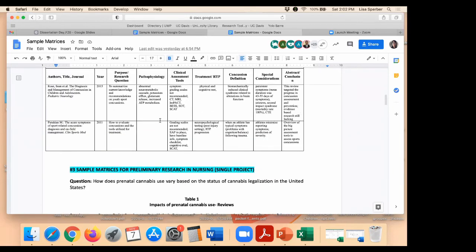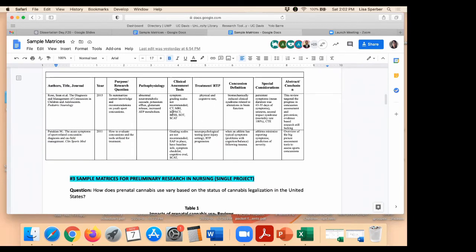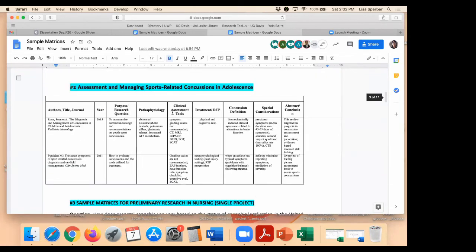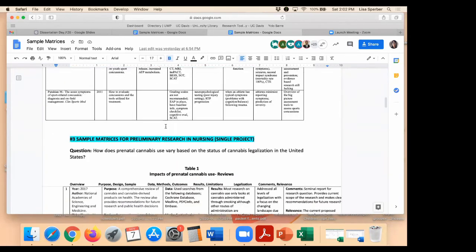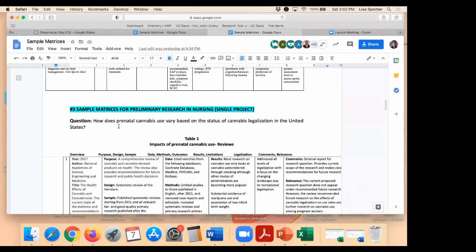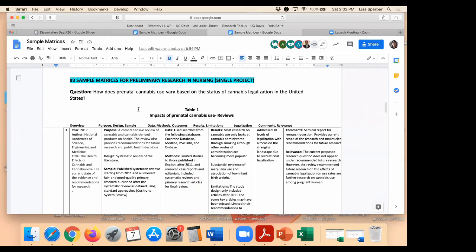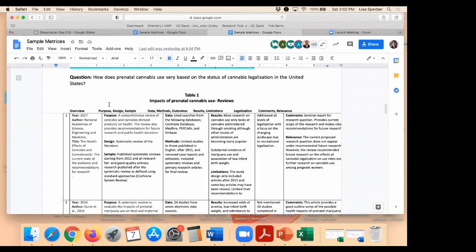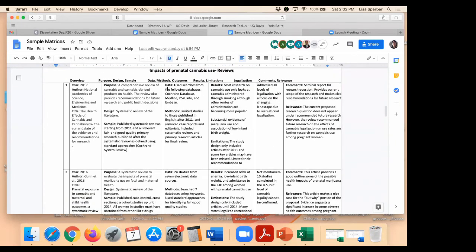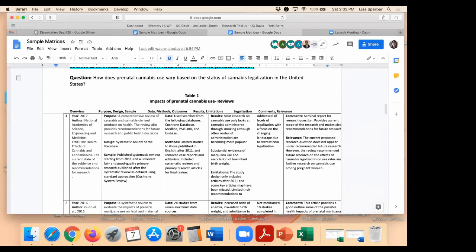And these were smaller projects, those first two that I have, and they just used a Word document table. This is a set of sample matrices for preliminary research in a nursing project. They made 3 separate tables. Their research question is, how does prenatal cannabis use vary based on the status of cannabis legalization in the US? They filled it out a little differently, but the first table is impacts of prenatal cannabis use, reviews.